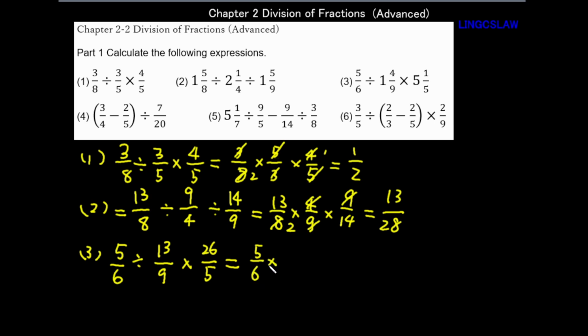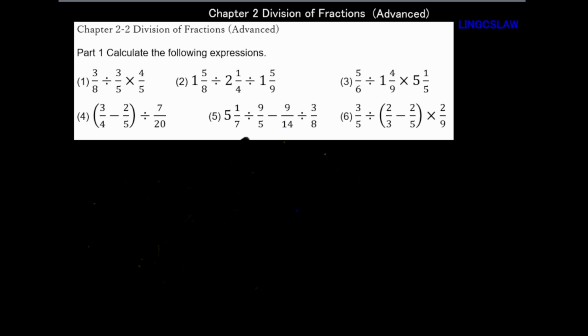5 over 6 times, switch these numbers, 9 over 13 times 26 over 5, and you can simplify this, and this will be 1 and 2, 3. Okay, again I can do this. The denominator will be 1, so I don't write down 1, and the numerator is 3, so the answer is 3. Okay, let's go on to number 4.